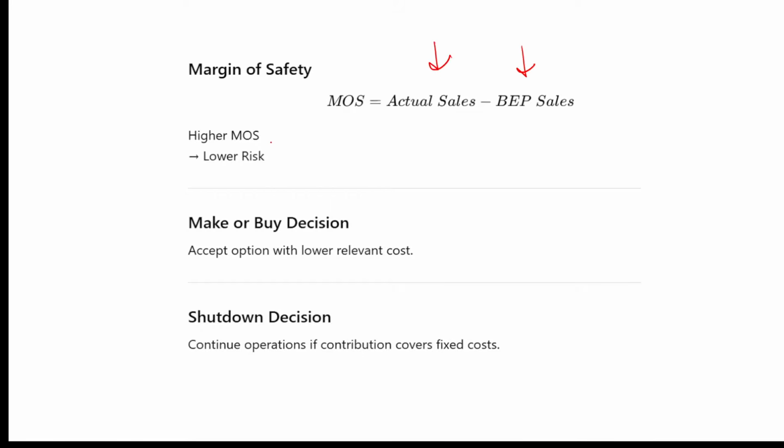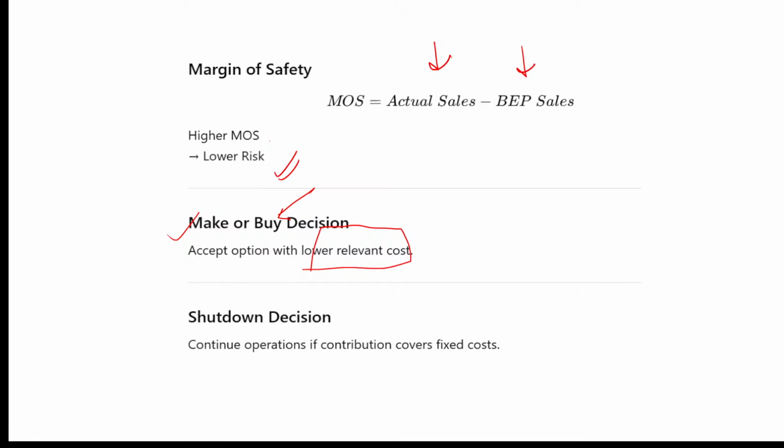Higher the margin of safety, lower the risk. Then you have an important decision for yourself, that is make or buy decision. Accept the option with lower relevant cost. If making is coming at a lower relevant cost, then make it yourself. And if buying is getting you lower relevant cost, then you should buy it from outside.